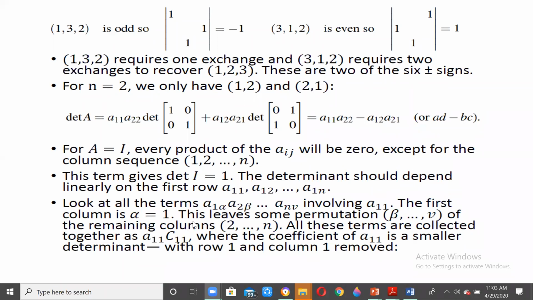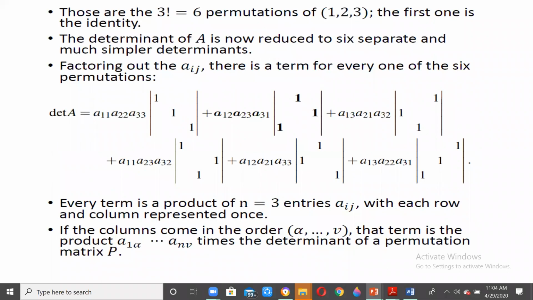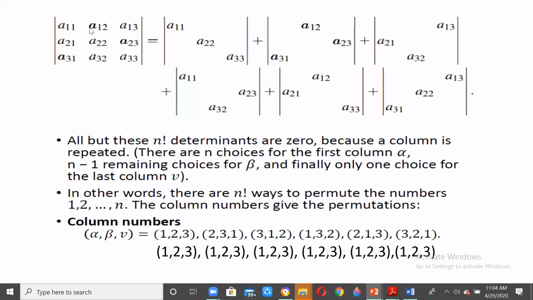So we will have A11 into C11, where the coefficient of A11 is the smaller determinant, that is, the determinant with row 1 and column 1 removed. So what he is telling you is, if you take this over here, then this A11 has to be multiplied with the determinant here.